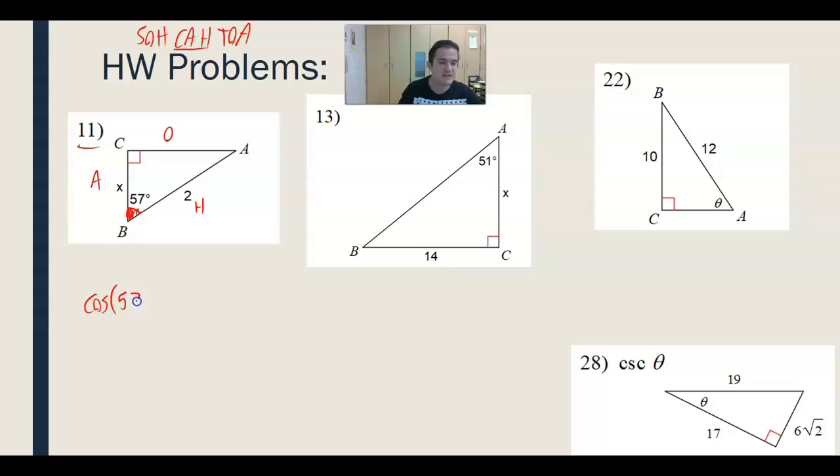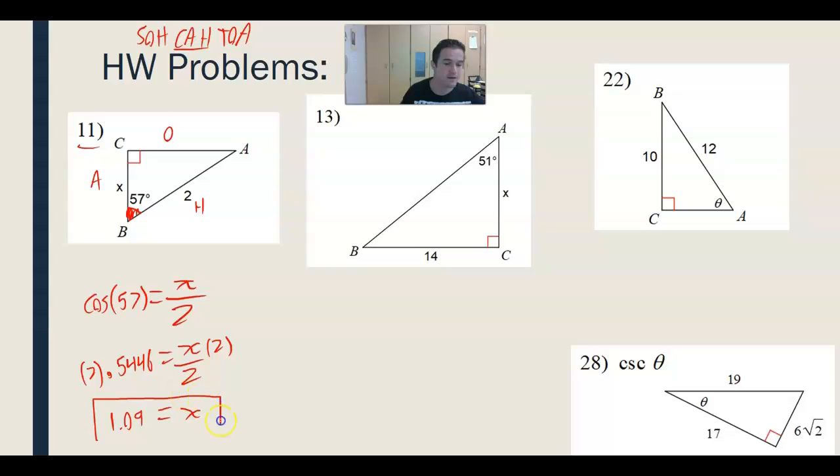Cosine of 57 degrees is equal to adjacent over hypotenuse, x over 2. Well, cosine of 57 degrees in my calculator is 0.5446 equals x over 2. So I'm going to multiply by 2 on both sides, and I'm going to get x equals 1.09. So the length of this side right here is 1.09.